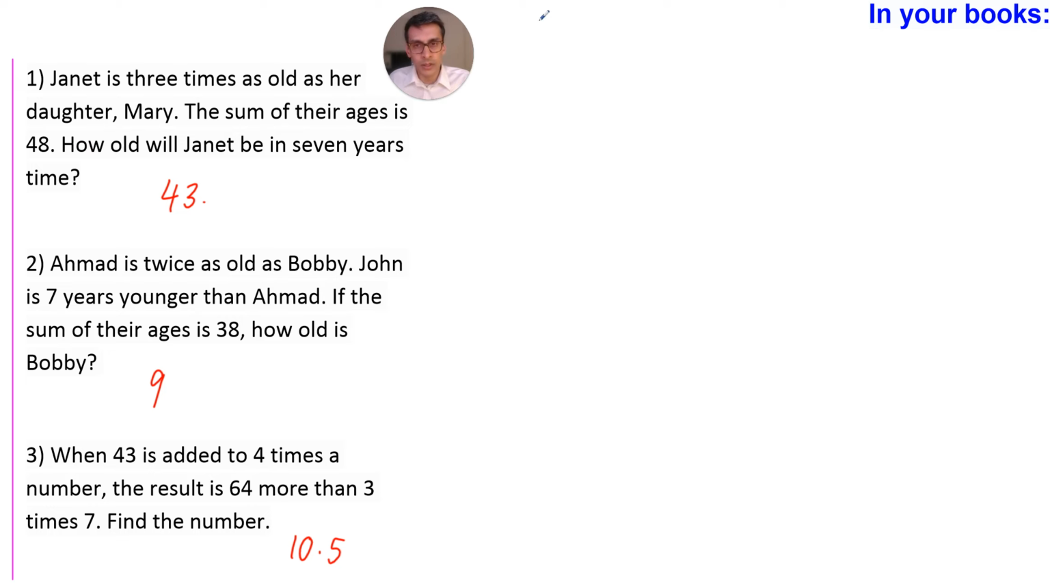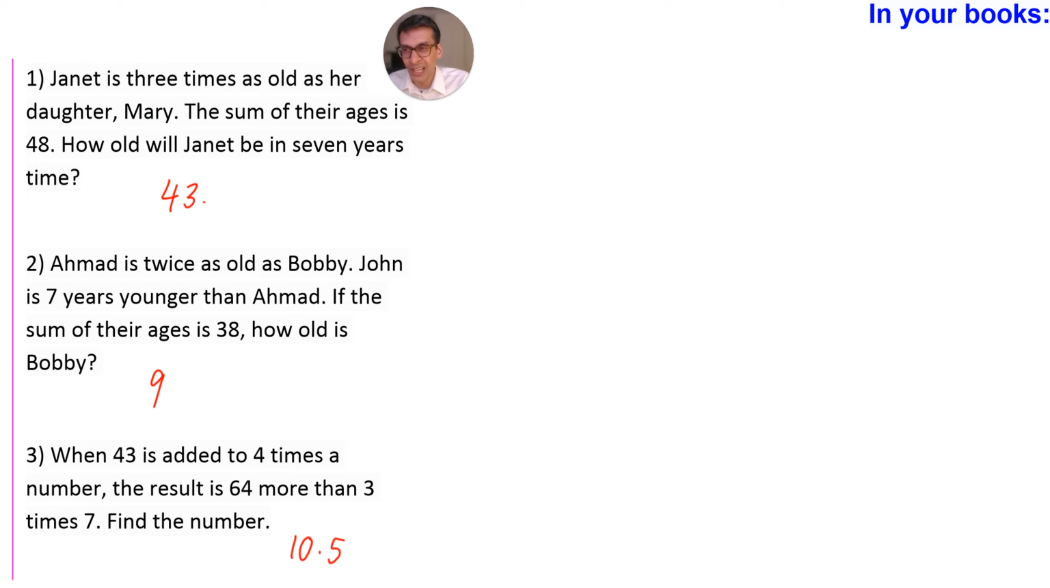So we need to make this into an equation first. So we can just say Janet is J, and she is 3 times as old as her daughter Mary. So another way to actually put this is if we make Mary J, then Janet will be 3J.